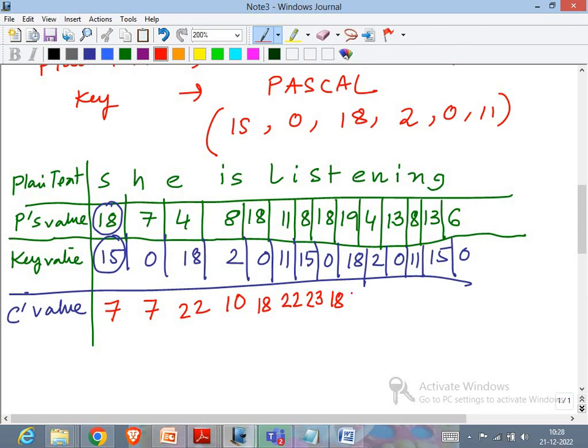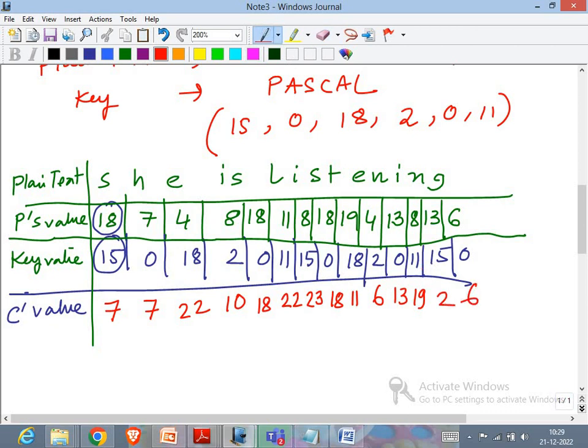18. Now 19 plus 18. 19 plus 18 mod of 26 then. 11. Okay. Then 6. Then 13. Then 19. Again 15 plus 13. Again the same thing. So 7 should come. 7 or 2? 2. 2. And 6.